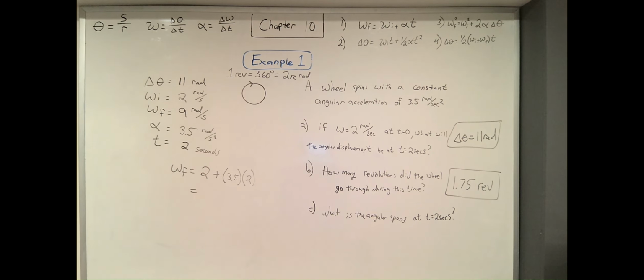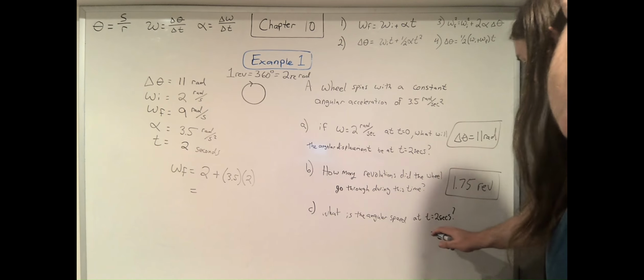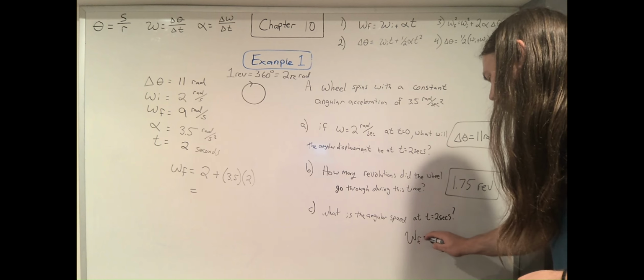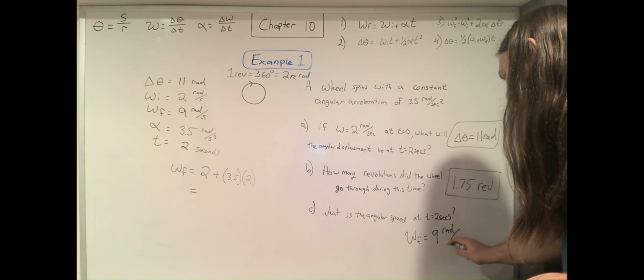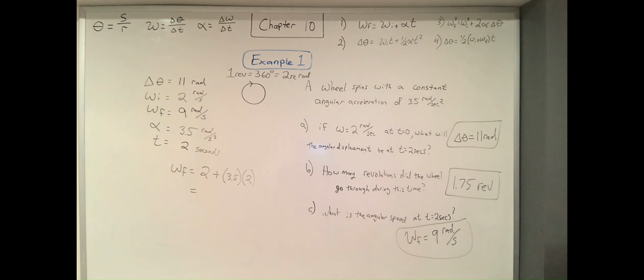Okay, gets you used to writing down units. That's fine. So it's sped up. Well, you would assume it's sped up. It has a positive acceleration. It is speeding up as time goes on. So our final t at 2 seconds is omega f is equal to 9 rads per second. And that would be our final answer there for C.